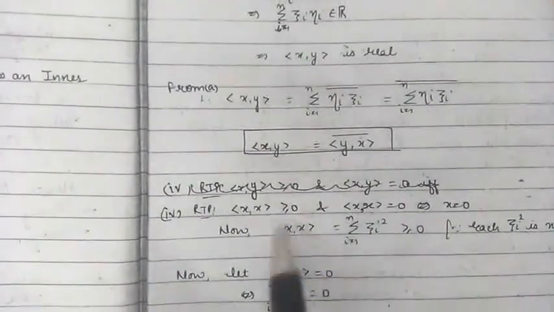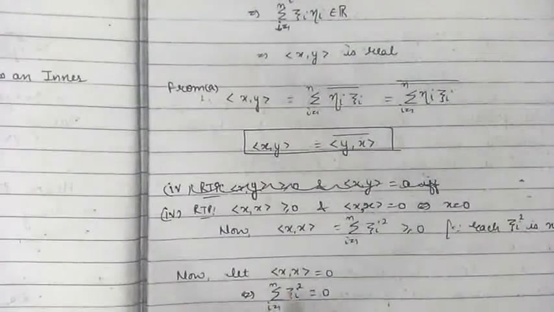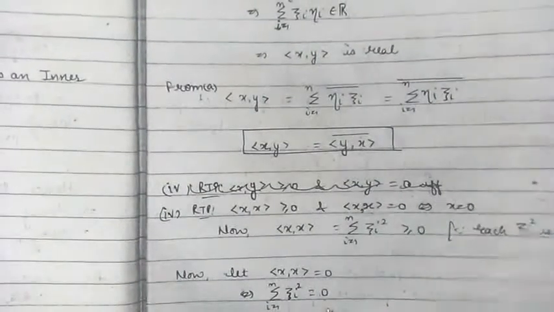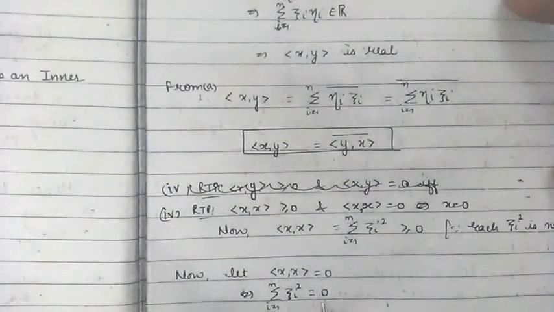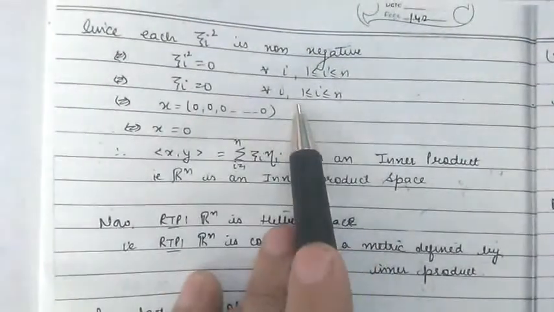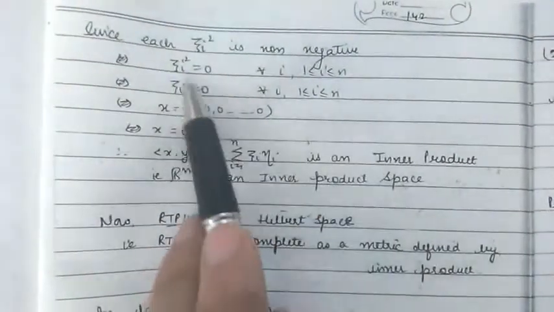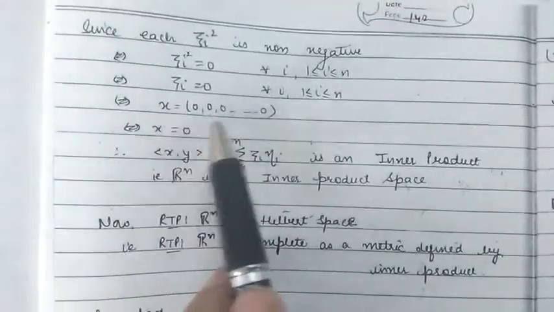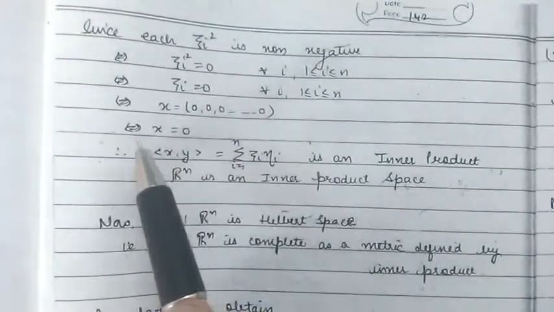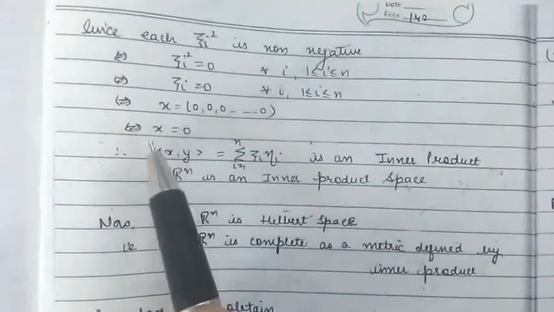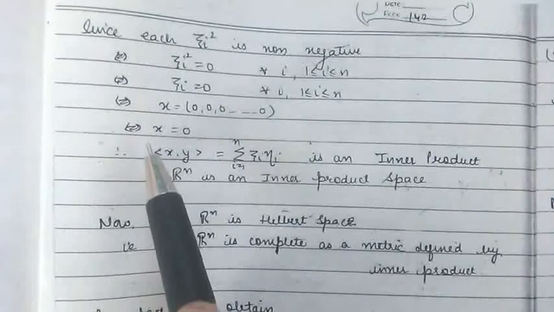Now let us take this inner product equal to 0. If we take this inner product equal to 0, we get the summation of xi squared equal to 0. Now the sum of non-negative quantities is 0, which means these quantities will be individually 0. So each xi will be 0 for every i varying from 1 to n. Because xi are the components of x, each component of x is 0. So we can say that x is the zero vector. So we have proved the inner product is 0 if and only if the element itself is 0. So we have verified all the properties for the inner product.